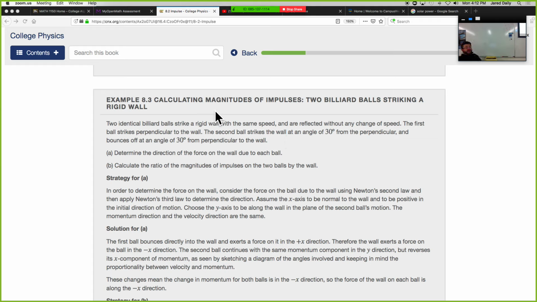We want to know the direction of the force that the wall exerts on each ball and calculate the ratio of the magnitudes of the impulses on the two balls by the wall. So force first. How much does the wall push on the ball when the ball hits it? That's what we're going to figure out first.